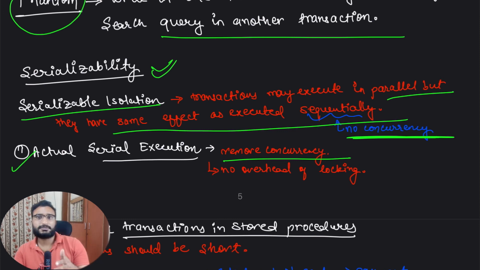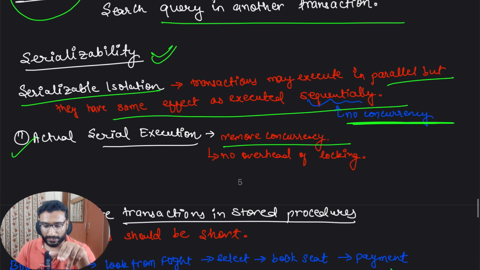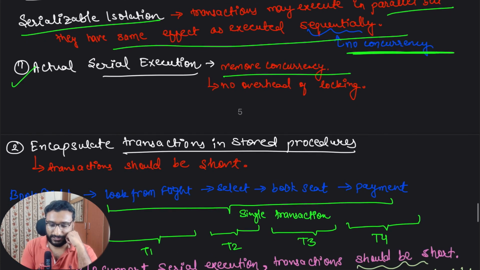So you can think of this: instead of handling all that concurrency and all those conflict resolutions, what I will do is make my system single thread. My system will run on a single thread. If a write query is running, that write query will run. Once that write query is complete, then only will I execute another query. So this is one possible way, actual serial execution.